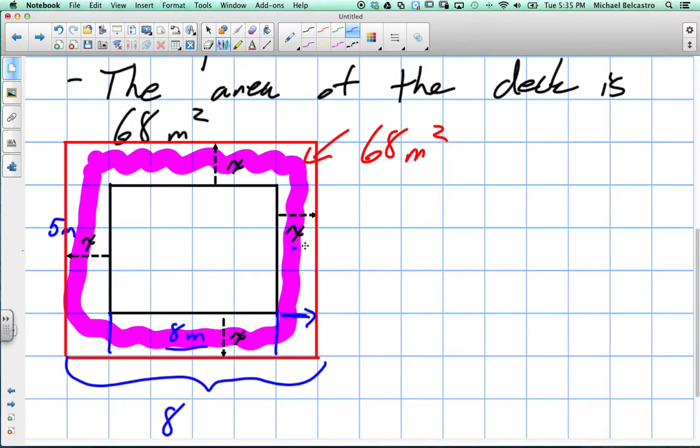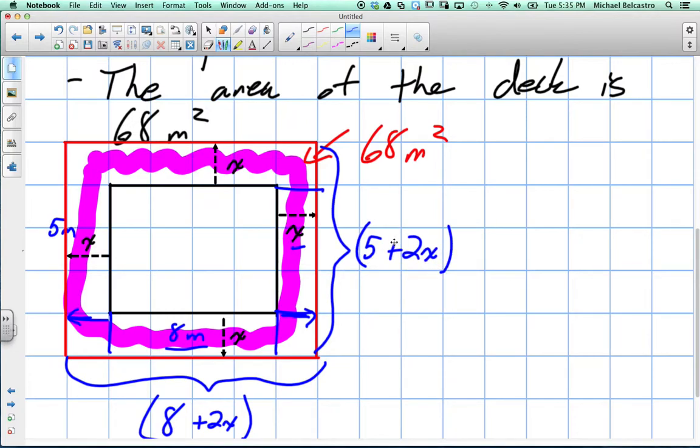So what variable have we given it? X. And what about this distance here? X. So there are 2 x's. So it's 8 plus 2x. That would be the length of the deck. Where the width of the deck, we know that from here to here is 5. So we know it's 5 plus 2x. So this is the width of our deck.